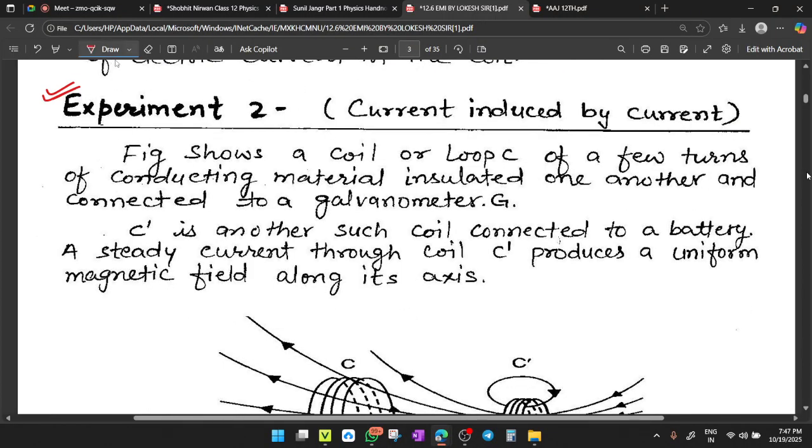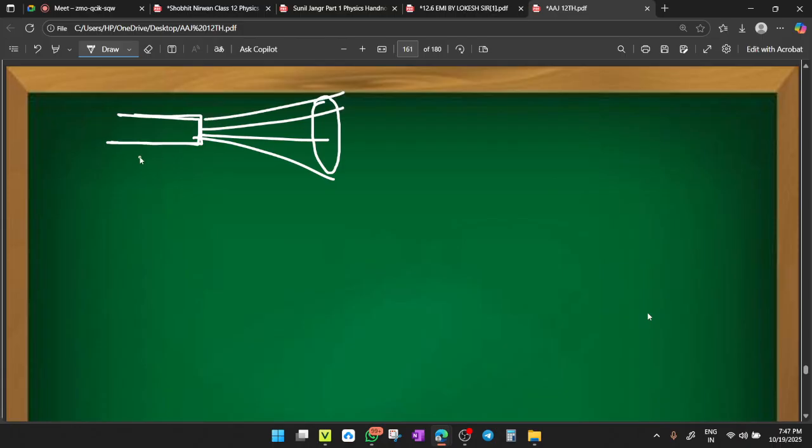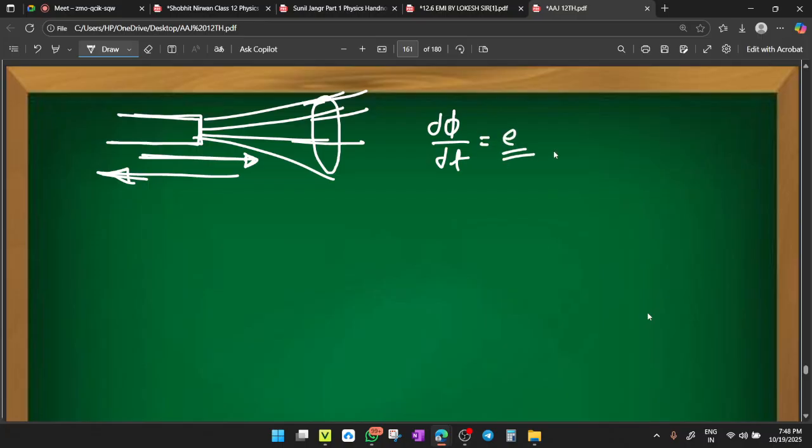Okay, so we are ready with Faraday's experiment number 2. Yesterday we saw that in the first part of Faraday's experiment, Faraday took a coil and moved a magnet. The magnet provides magnetic flux, and by moving this magnet close to and far away from the coil, the magnetic flux linked with the coil changes, and by changing magnetic flux there will be production of induced EMF, right?